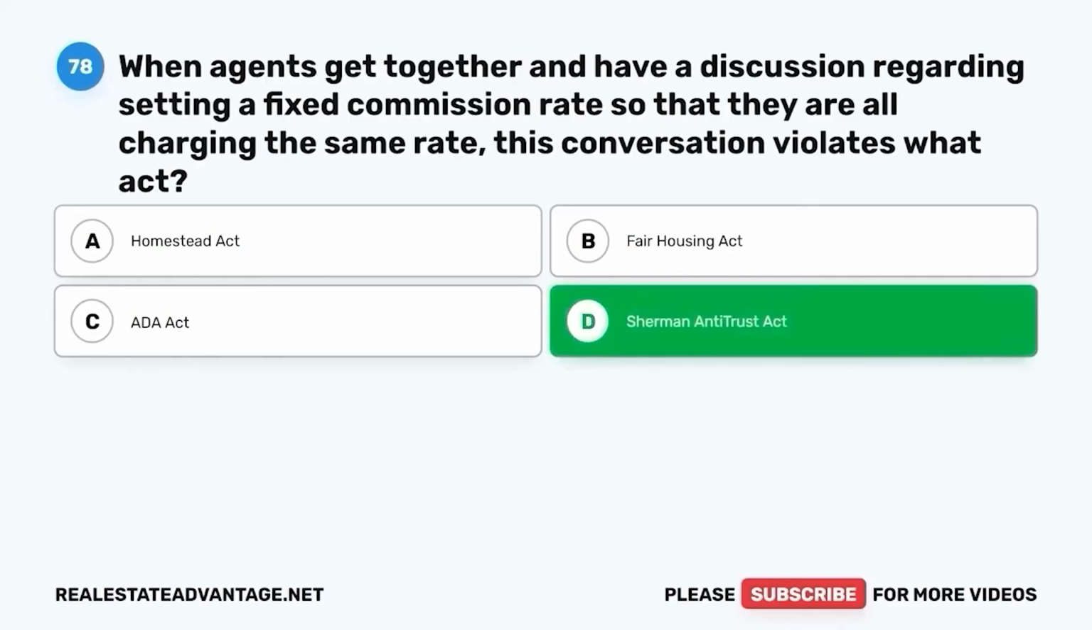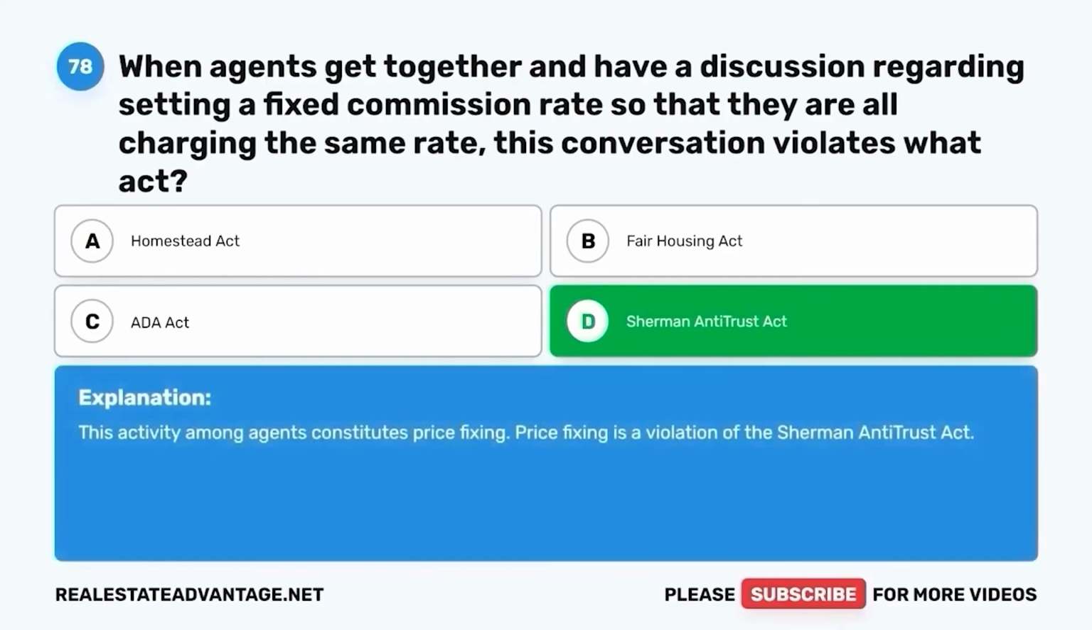The correct answer is D. Sherman Antitrust Act. This activity among agents constitutes price fixing. Price fixing is a violation of the Sherman Antitrust Act.